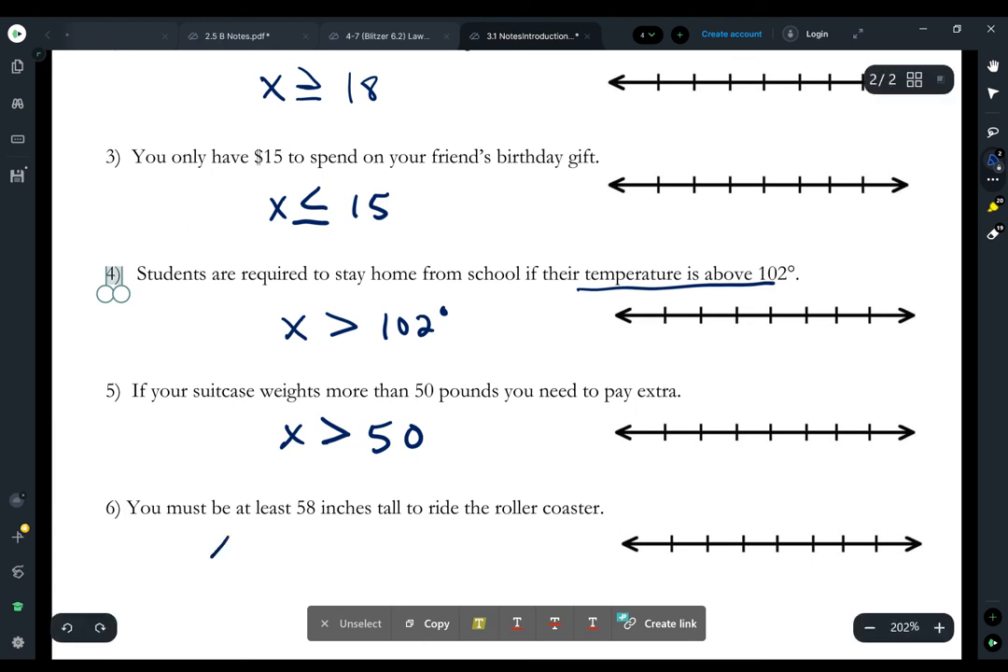You must be at least 58 inches tall to ride a roller coaster. So that means you would have to be taller than that, so greater than that, or equal to that. So this is the end of our 3-1 intro notes. Please let me know in class if you have any questions.